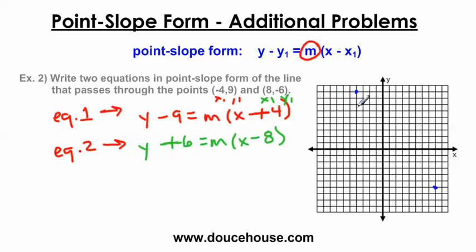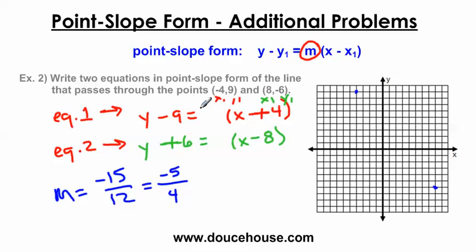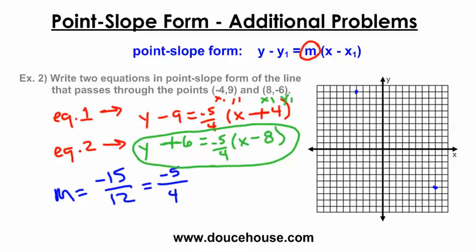So the rise is 1, 2, 3, 4, 5, 6, 7, 8, 9, 10, 11, 12, 13, 14, 15. So if I'm doing slope, the rise is down 15. And then from here, it's 1, 2, 3, 4, 5, 6, 7, 8, 9, 10, 11, 12. A -15 over 12. I can reduce this. These are both divisible by 3. So that becomes -5 over 4. And this is my slope. And so right now, I could substitute both of these m's. I can put in a -5 over 4 here and a -5 over 4 here. And I have both of my equations.